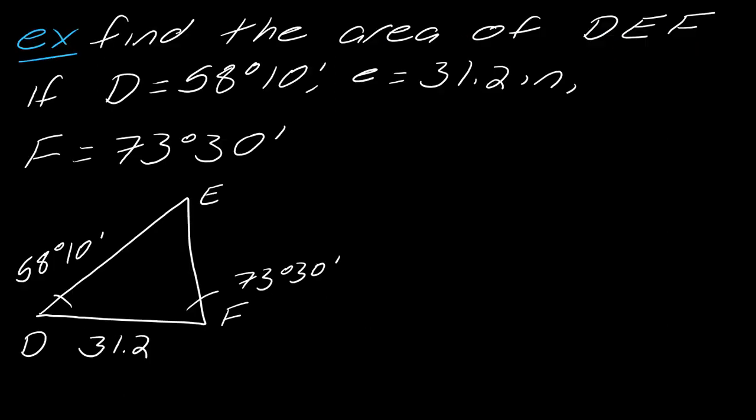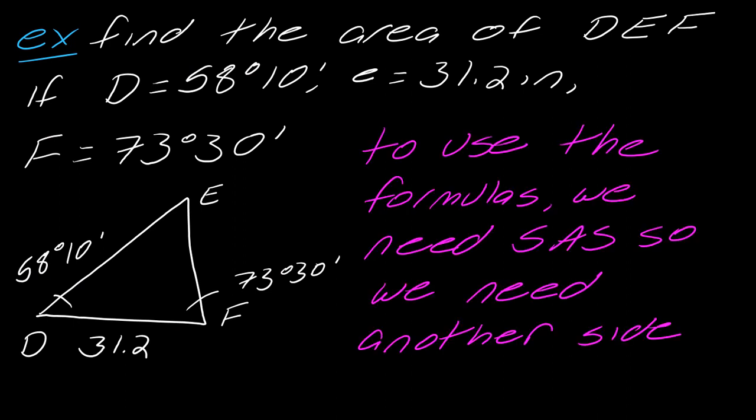You'll notice I'm lacking some information. I have the angle, the side, and the angle. To use the formula, we need the side, angle, and side, so we need to figure out another side. So now I'm going to use the law of sines again to help me figure this out. I can pretty easily figure out angle E. How can I do that?